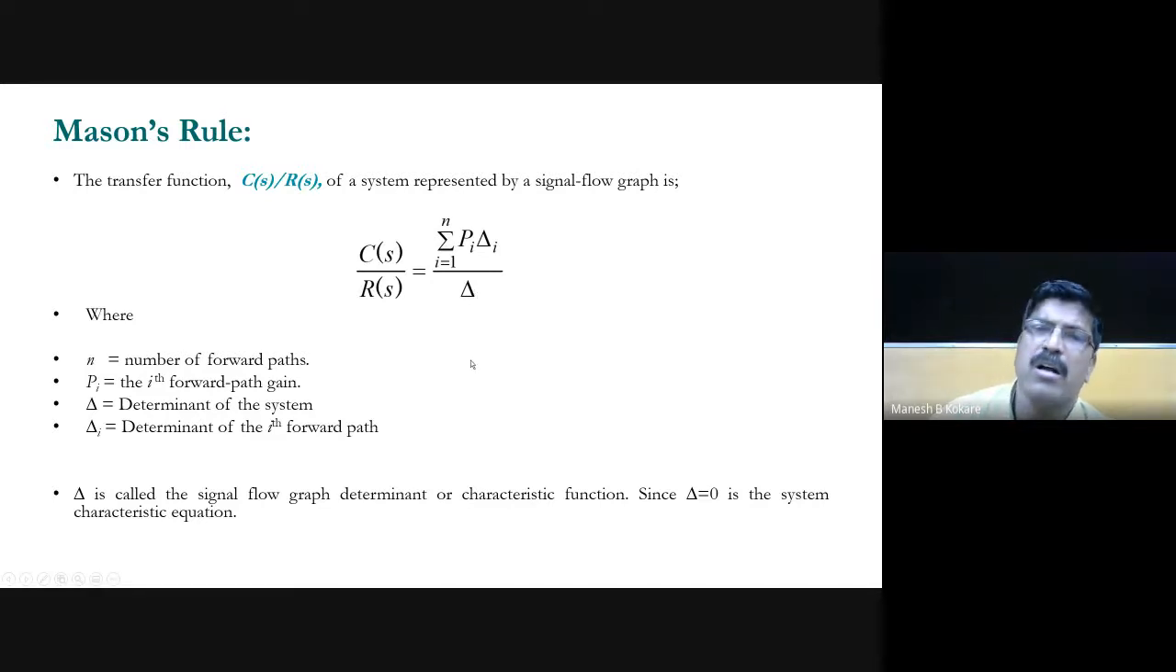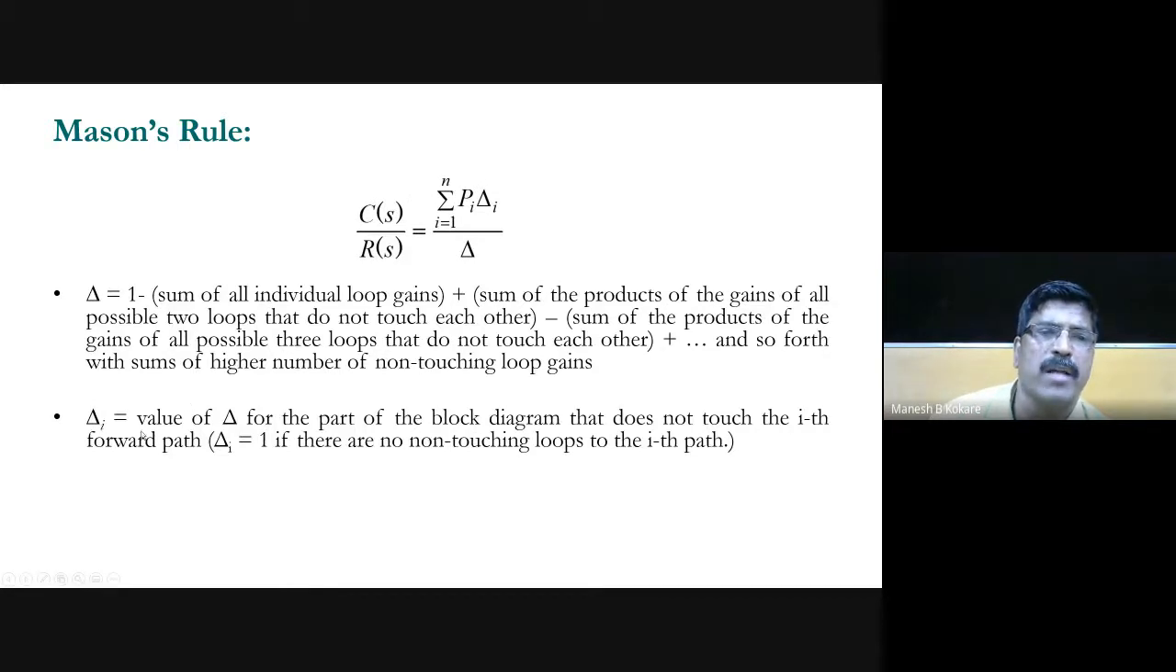This delta, the determinant of the system, is given by: delta is equal to 1 minus the sum of all individual loop gains. In the earlier problem there were basically 10 loop gains. So suppose I call the first loop gain L1, the second one L2; this will be in bracket, 1 minus (L1 plus L2 plus L3 plus up to L10), right? Then plus, see that the sign is alternating, plus and minus. So this is plus, then minus, then plus, and again minus, and so on. So 1 minus the sum of individual loop gains.